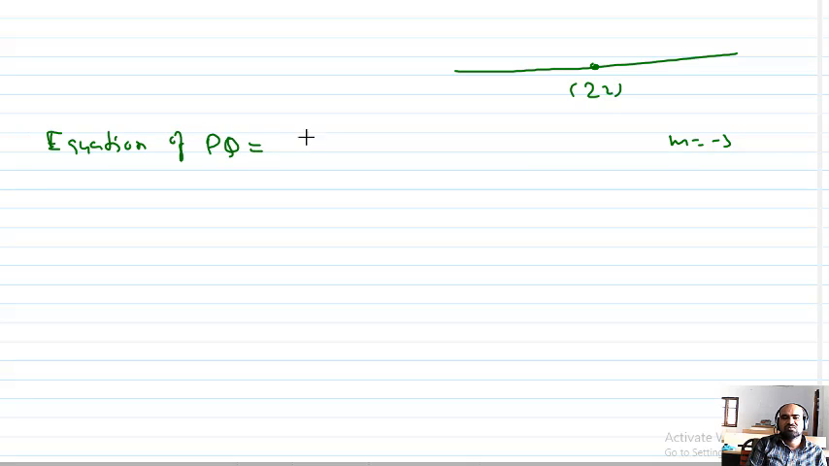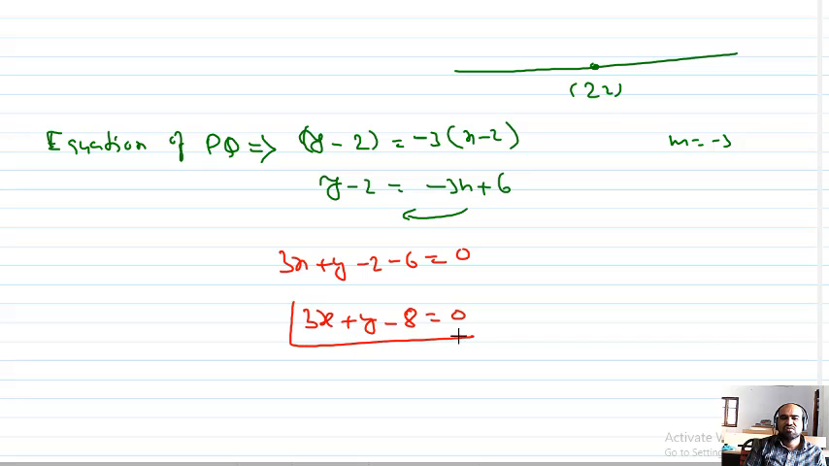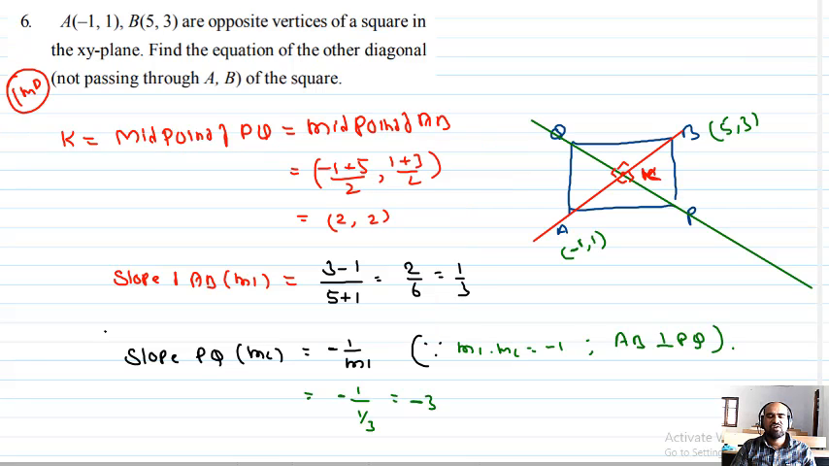PQ is y minus y1 equal to m into x minus x1, or y minus 2 equal to minus 3x plus 6. Transfer to left hand side: 3x plus y minus 2 minus 6 equal to 0, or in other words 3x plus y minus 8 equal to 0. This is the required equation of a diagonal of the square. Okay, I hope you people understood.